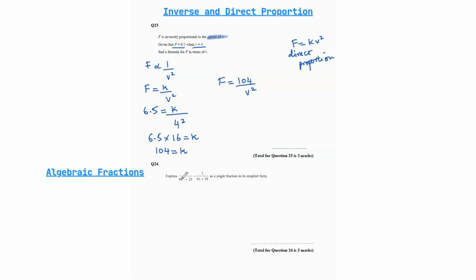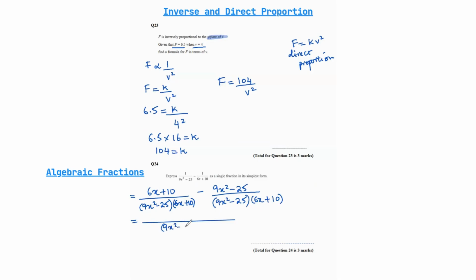So that means we're going to multiply the first fraction by 6x plus 10, both the numerator and denominator, and the second fraction by 9x squared minus 25. Now that the denominators are the same, we can write it as a single fraction: 9x squared minus 25 and 6x plus 10.